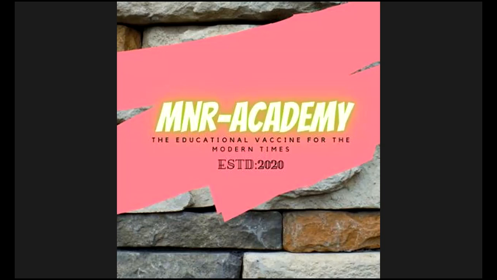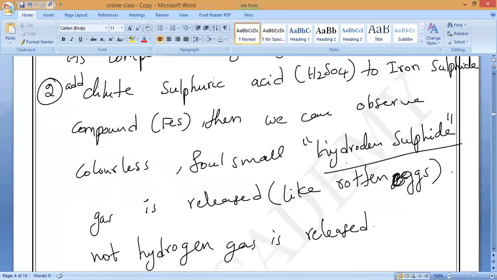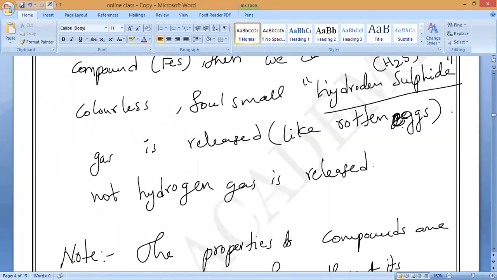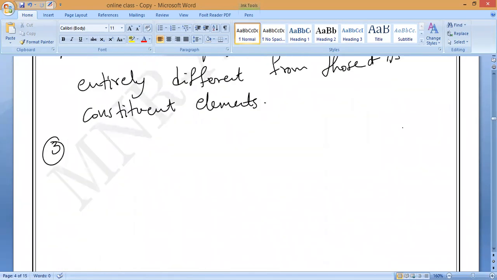If we add sulfuric acid, we get a foul smelling gas. What is that called? Hydrogen sulfide. So the formula of hydrogen sulfide, please note it down: H2S. Now, these are the two properties we have studied. Now coming to the third property.